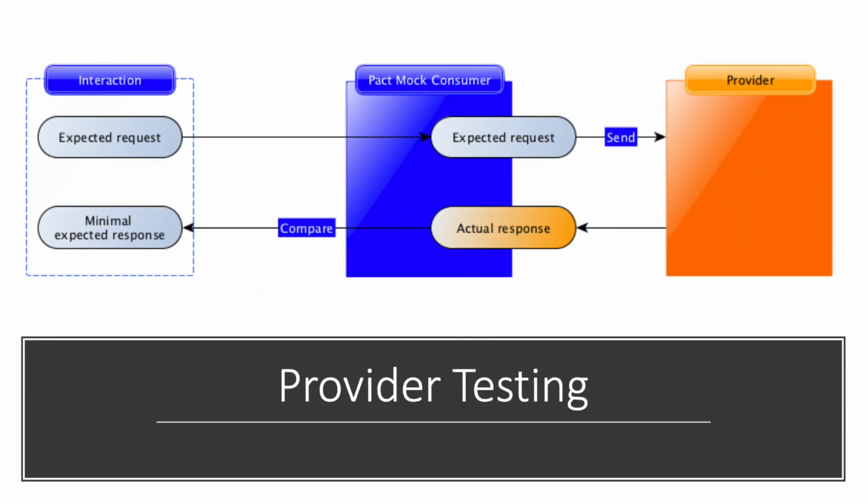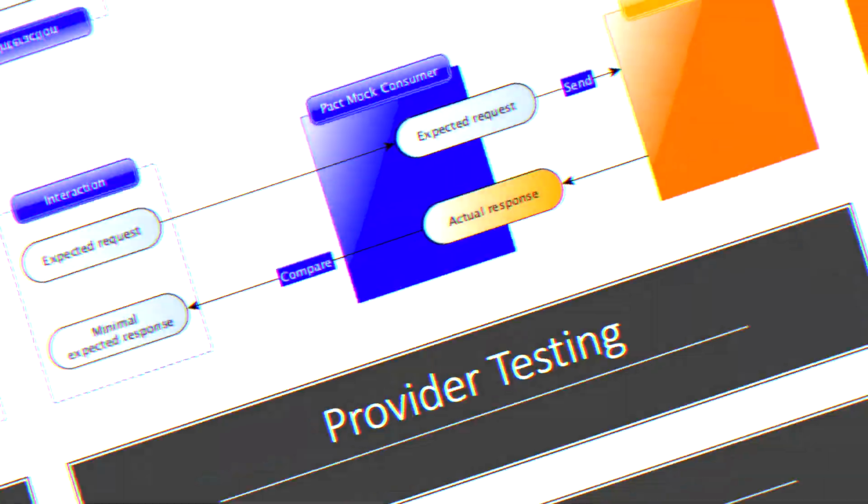So in provider verification, each request is sent to the provider, and the actual response it generates is compared with the minimal expected response described in the consumer test. The provider verification passes if each request generates a response that contains at least the data described in the minimal expected response. So now you can see that this minimal expected response is in the JSON file, the contract file that we generated while we were testing the consumer. So we'll be using this contract to verify within the provider.